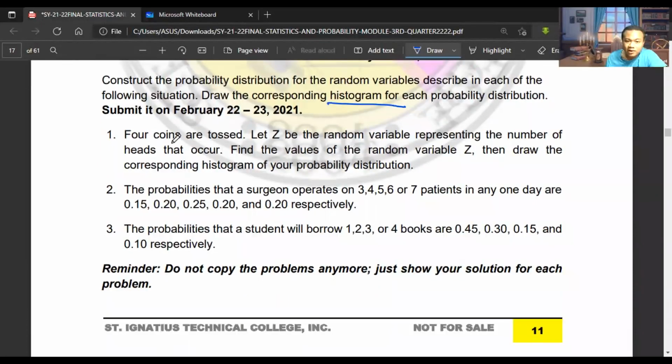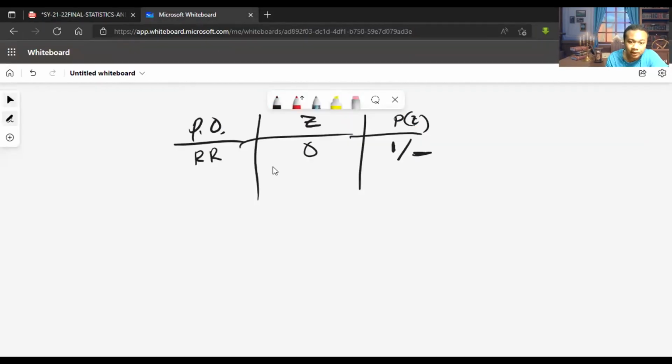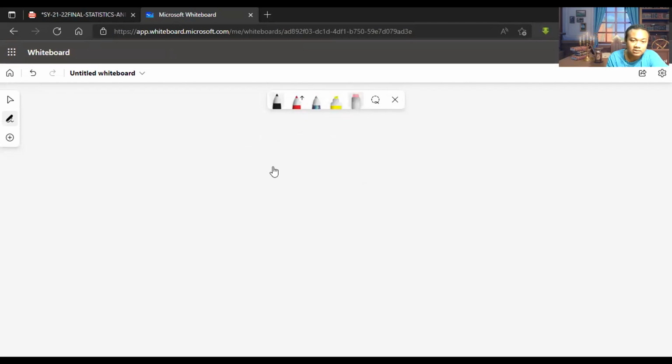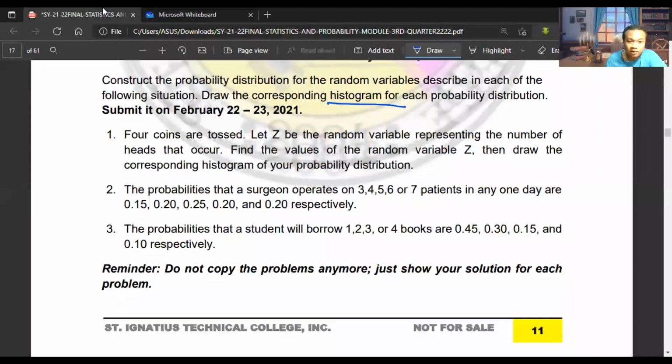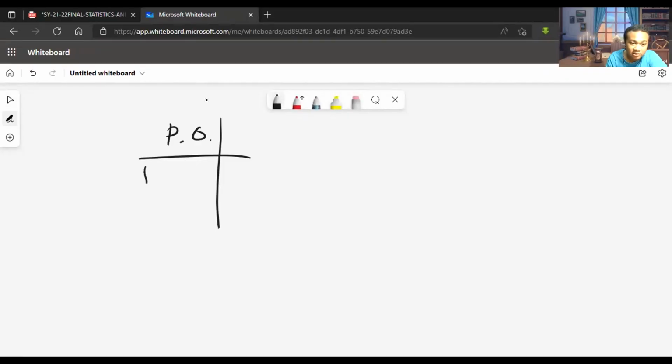Four coins are tossed. Let z be the random variable representing the number of heads that occur. Find the values of the random variable z, then draw the corresponding histogram of your probability distribution. For example, you have listed all the possible outcomes. For the possible outcomes, there are 4 coins tossed, and we count the number of heads that occur. So just list H.